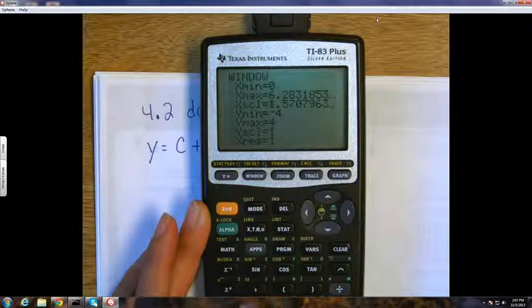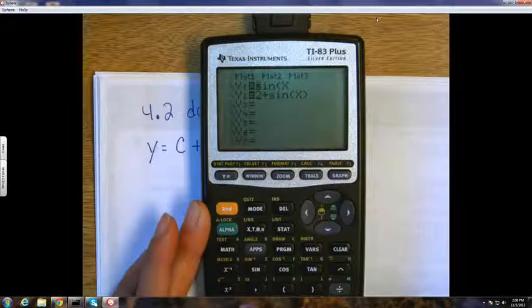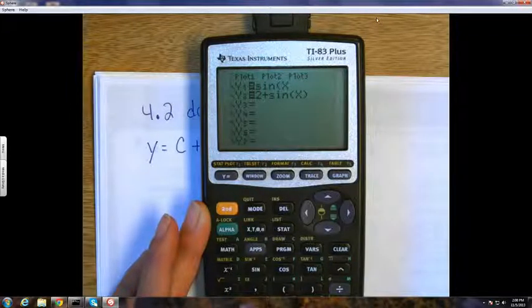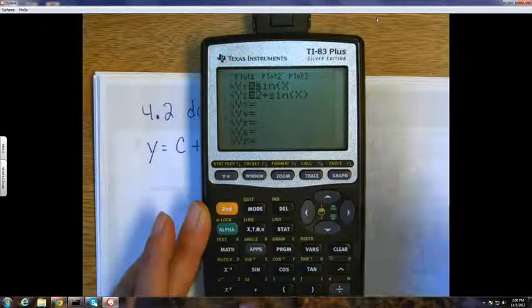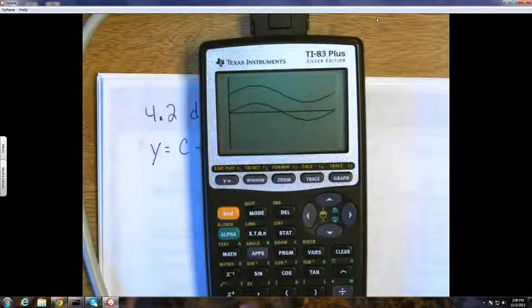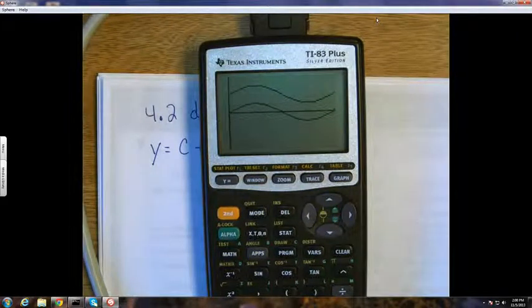Okay, go to the y equals. I want sine x, and then I want 2 plus sine x. Sine x and 2 plus sine x. And what does adding a 2 do to the graph? Up. Took the whole graph and shifted it up. So our axis is no longer on the x-axis, it's up 2.